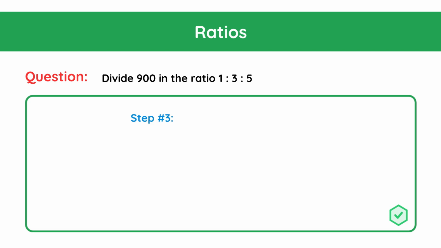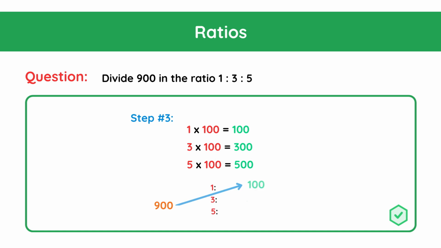Step 3. Multiply each number by 100. 1 times 100 is 100. 3 times 100 is 300. And 5 times 100 is 500. So 900 divided in the ratio 1 to 3 to 5 gives us 100, 300 and 500.